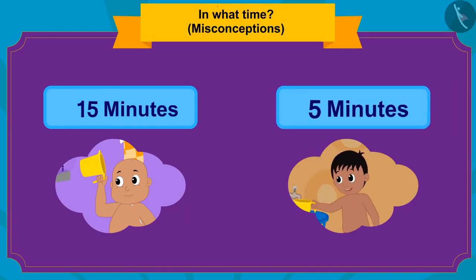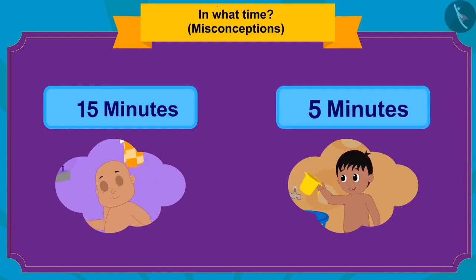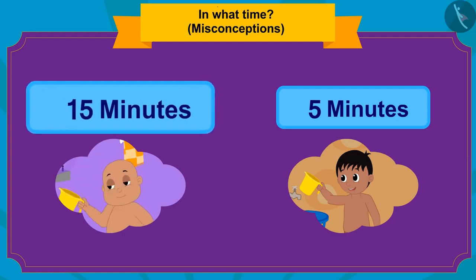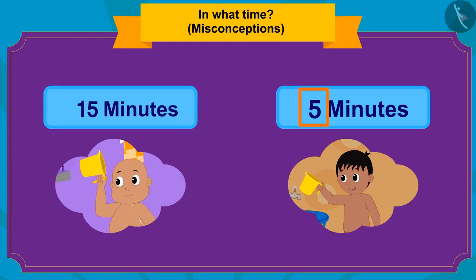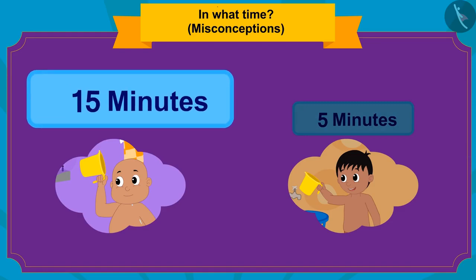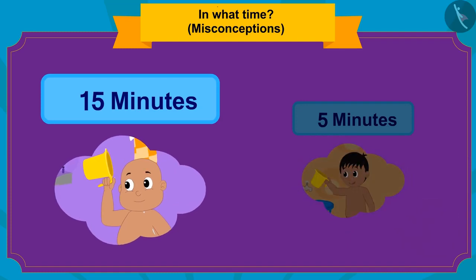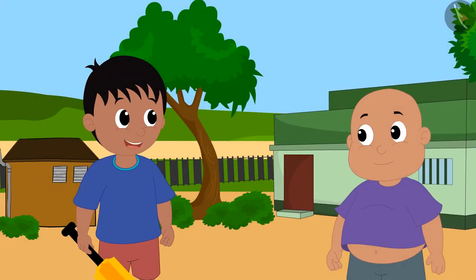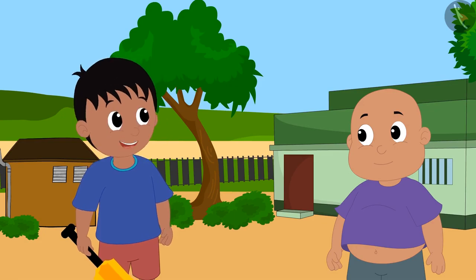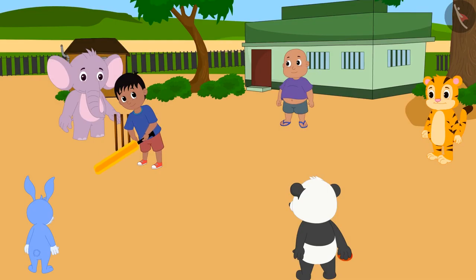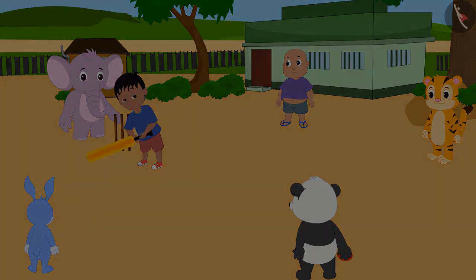Raju took 5 minutes to bathe, while Bablu took 15 minutes. 5 or 15 minutes? Which one is greater? Exactly, 15. So, who took longer to bathe? Bablu. Raju explained this to Bablu. The game started. Everyone enjoyed the game very much.